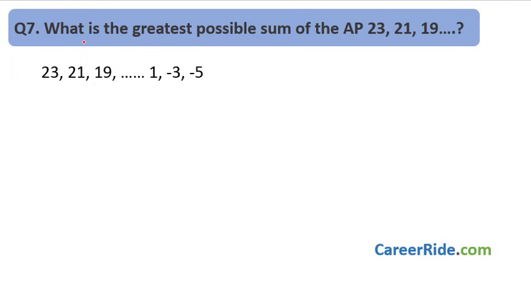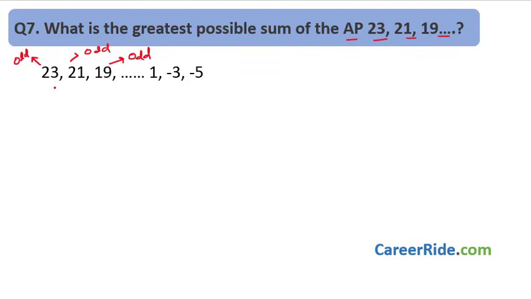Question number 7. What is the greatest possible sum of the AP 23, 21, 19 going on? So let us first of all write this AP: 23, 21, 19, and it goes on. What do we see here? We see that this is an AP of odd numbers. 23 is odd, 21 is odd, 19 is odd. So this is an AP of odd numbers.